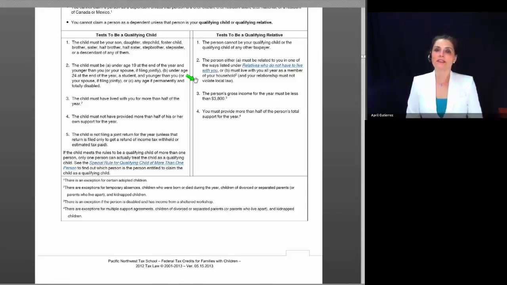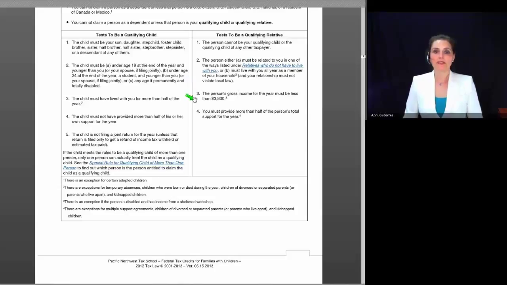What is the case is that if the person does not live with you, you can only claim an exemption for them if they are related to you in one of the ways shown on the table. If they're not related to you in one of the ways shown on the table, then the only way you can claim an exemption for them is if they live with you all year as a member of your household. Is there anyone in Jack and Sylvia's household who meets that definition?